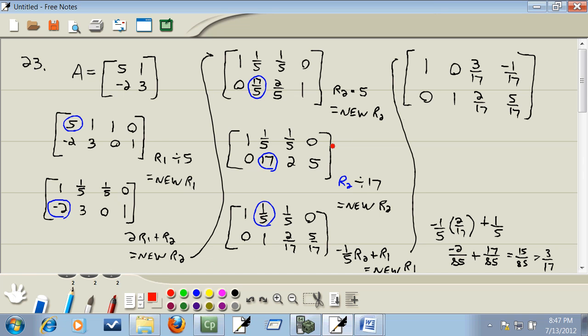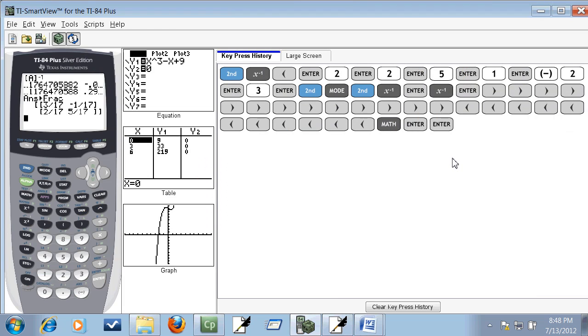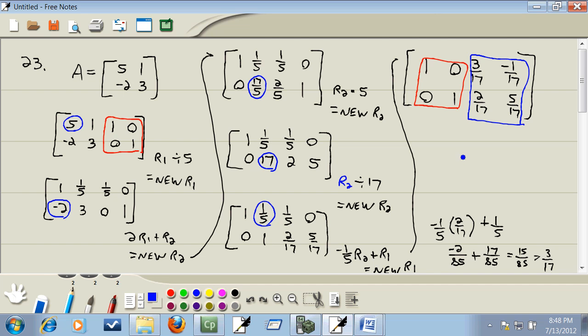Now, notice we started out with the diagonal of 1s here, 0s everywhere else, and we moved it over to here. So our answer will be this right here, assuming I did all my math right. So what did we get over here? 3/17, negative 1/17, 2/17, and 5/17. So it checks with what we did with the calculator.